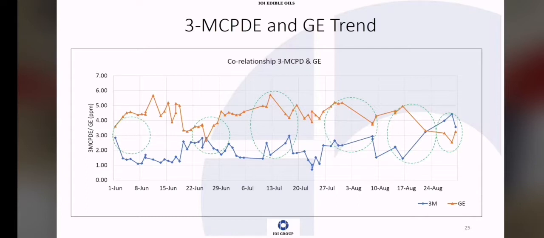And if you look at the second green ring, you'll see again that they go in opposite directions. When the GE comes down, the 3-MCPD rises. You can see this throughout. Where I've circled it, you can almost put a mirror in between and see a mirror image. In the last two graphs, they even cross each other. The GE drops below the 3-MCPD and the 3-MCPD shoots up. Most research says there is no relationship between the two, but in our plant at least, it seems to indicate that there is something going on and it is worth further study. Okay, next please.